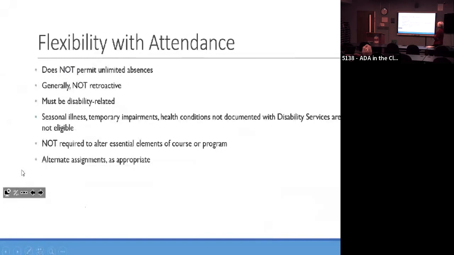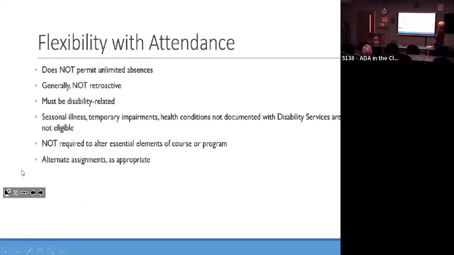Those are the things that do not count if someone has the flu or has some condition that's not documented with me. And again, those same things, not required to alter the essential elements of the course. And that to me is really important in EMS and nursing and very hands-on lab hour type courses, like welding and auto, cosmetology, those types of programs. If they miss too much, they're not going to get enough hours to sit for their cosmetology board. So it's a little bit different for some programs and courses than others.